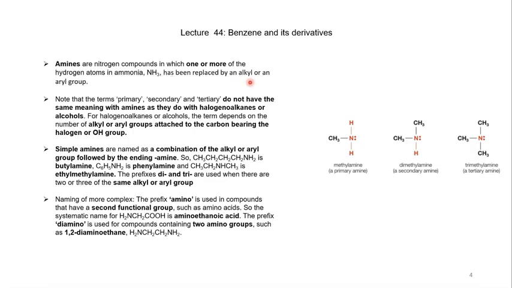Note that we have to remember one thing. We have been discussing primary, secondary, and tertiary halogenoalkanes or alcohols. Here, when we're talking about amines, we also use these terms. For example, methylamine, we call it a primary amine. This is methylamine. You see, that is the NH2 group, and then a hydrogen is replaced by a methyl group, and that we call methylamine.